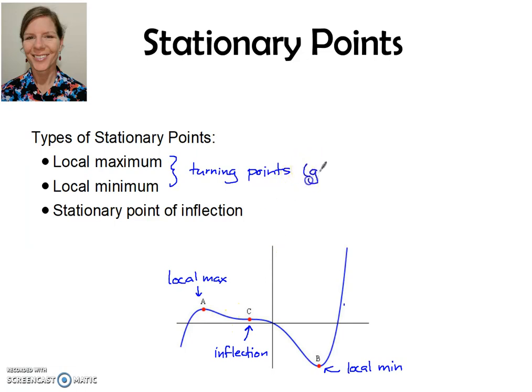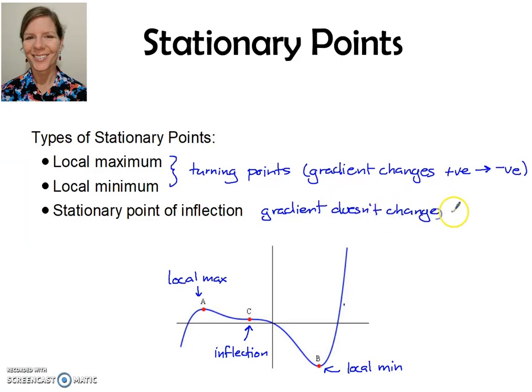Okay, so gradient changes, and when I'm talking about change, I mean it changes between positive and negative. So positive to negative or the other way around. Stationary point of inflection, gradient doesn't change. So it's either positive through 0 and then positive again, or negative through 0 and negative again.